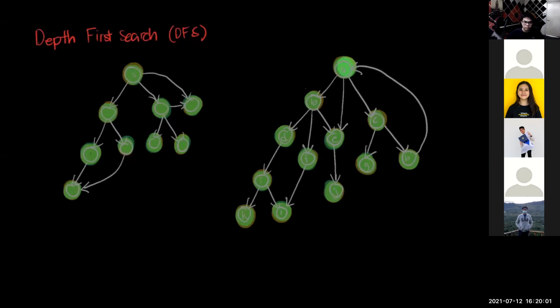So going back to Notability here. Okay. We now move on to BFS, which is breadth first search. So the difference is depth first search is going deeper.